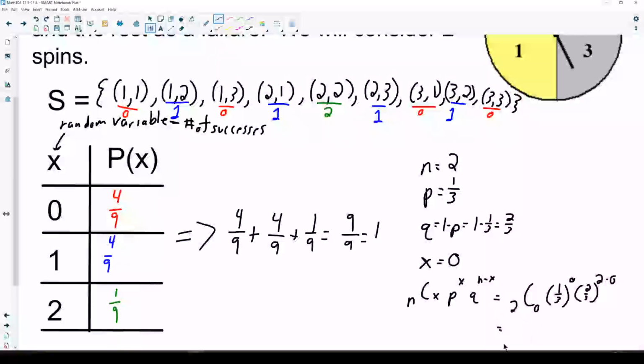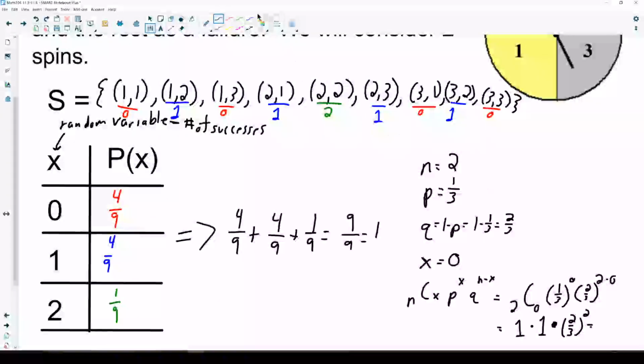Why? Well, 2 choose 0 is 1. There's one way to choose nothing out of 2 things. Anything to the 0th power is also 1. And we're dealing with 2/3 to the 2nd power.